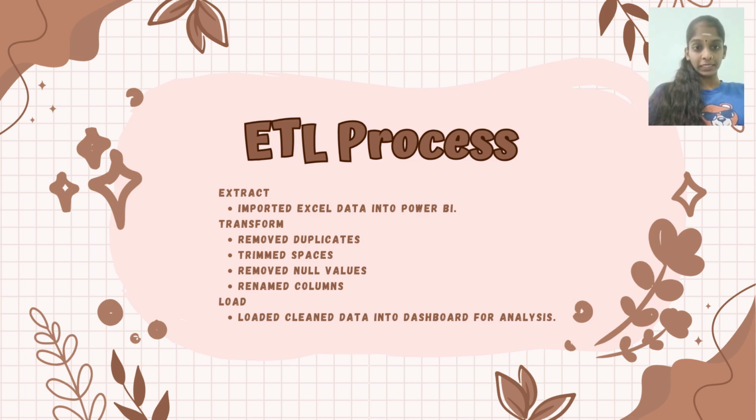Second is the transform process. In this stage, we cleaned and modified the data using Power Query Editor. For the phone brands table, we removed duplicate rows, trimmed unnecessary spaces, removed rows with null values, and renamed columns appropriately. For the mobile models table, we removed invalid brand ID values, handled missing values, removed unrelated records, corrected inconsistent model names, and kept only the important columns which are model ID, brand ID, model name, and price RM.